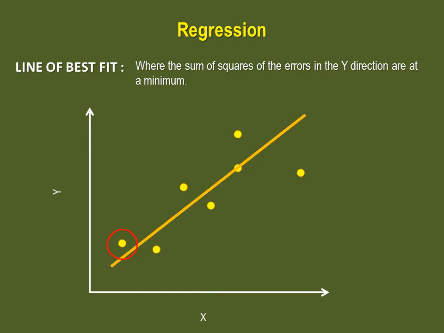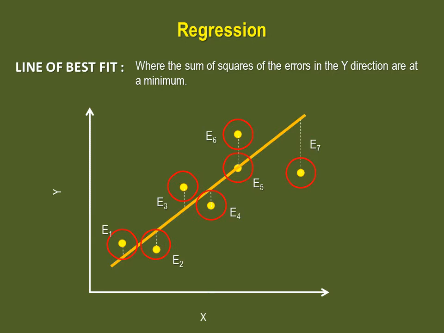Let's take a look at the first point. See how it's not directly on the line? So this gives us the first error. Our second point isn't directly on the line either, so there's error 2. Same for the third and fourth points. Fifth point, though, is directly on the line, so here the error would be 0. Points 6 and 7 are quite far and also have their respective errors.